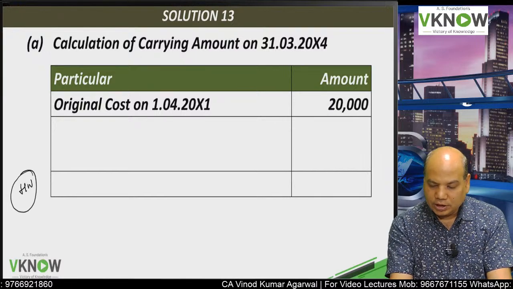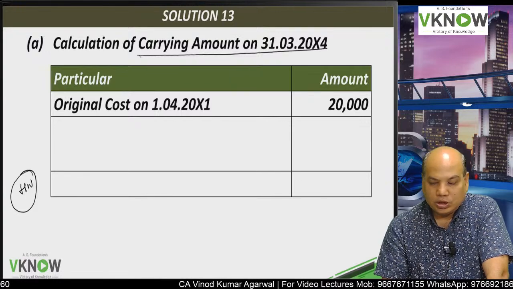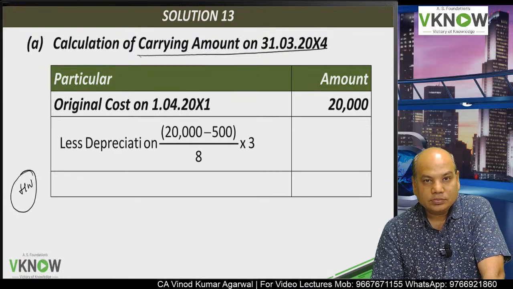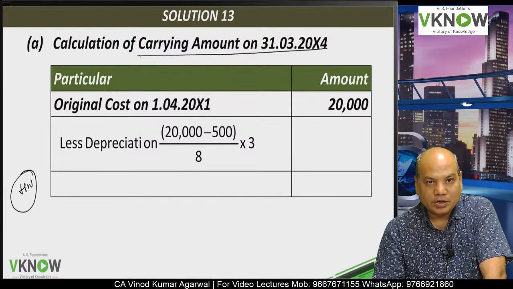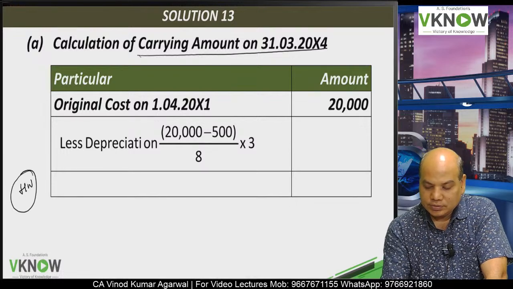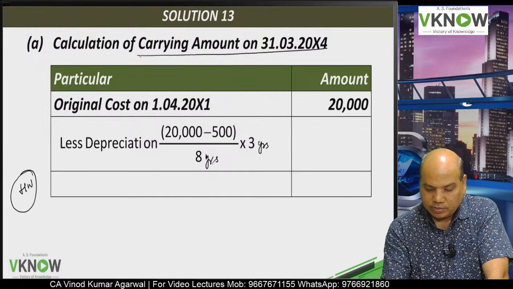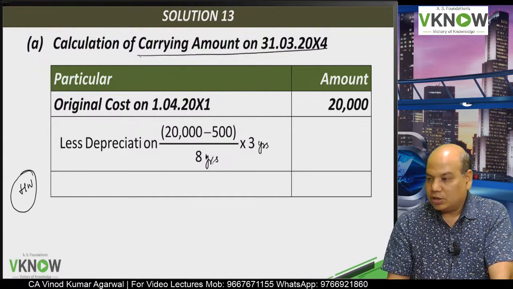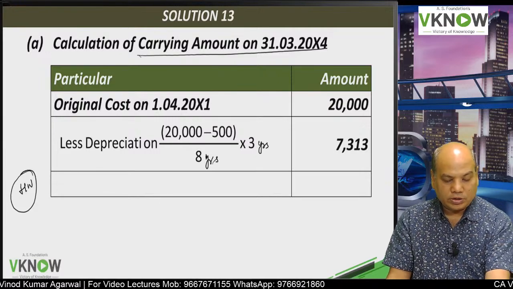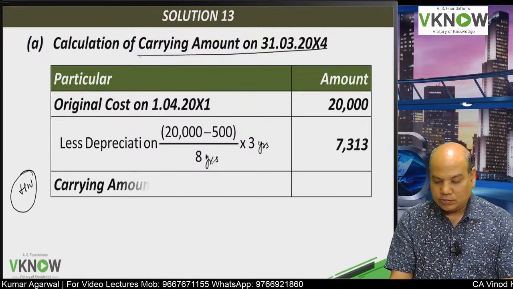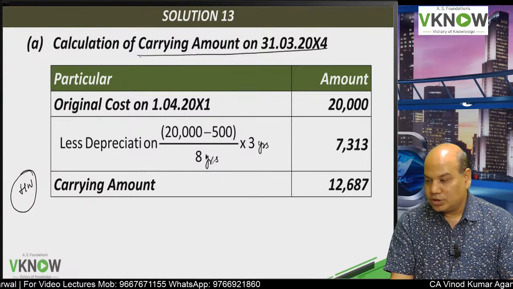So write carrying amount on 31/3/20x4. Original cost is 20,000 lakh, less depreciation 20,000 minus 500 divided by 8 years, that will give you annual depreciation, multiplied by 3 years. Calculate an answer. So the total depreciation comes to 7313. Therefore carrying amount 12687.